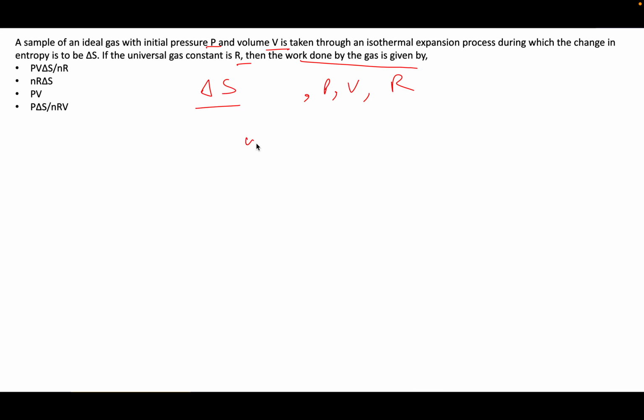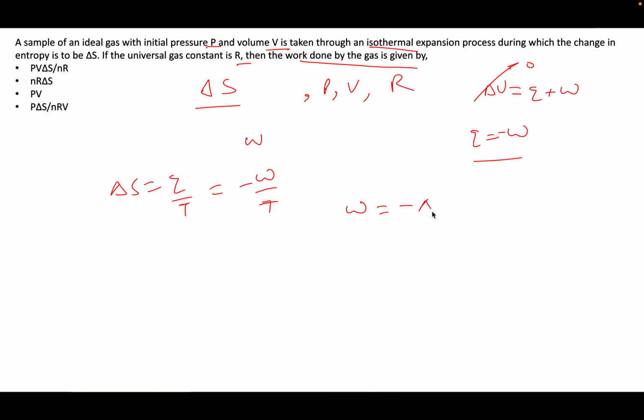So we need to calculate W. And this is isothermal expansion. So for isothermal, we know that delta U is equal to Q plus W, and for isothermal delta U is equal to 0, so Q is equal to minus W. Maybe that can help. Let's see. And so delta S is equal to Q upon T, so we can write it as minus W upon T. So W is minus delta S into T.